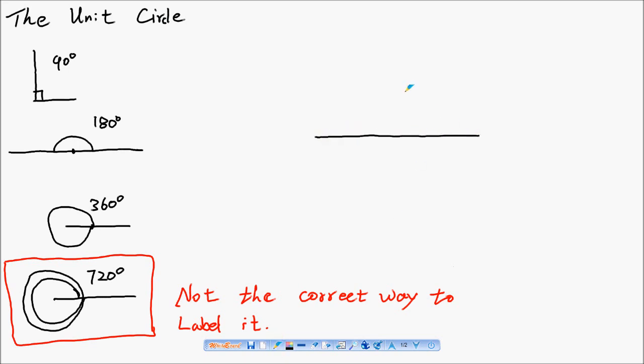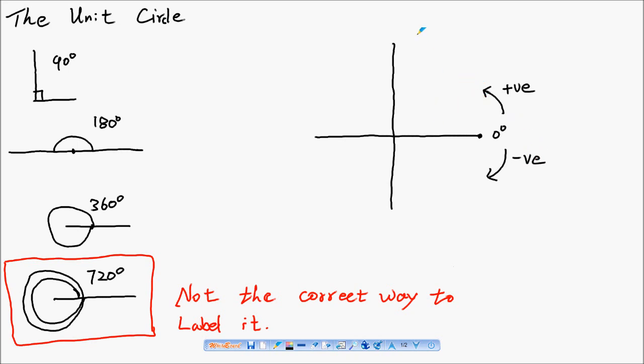We have a horizontal line and a vertical line here. We start from 0 degrees at the red end. When we move anti-clockwise, we have a positive value. So as I move in my unit circle anti-clockwise, the angle increases. As I move clockwise, the angle decreases.